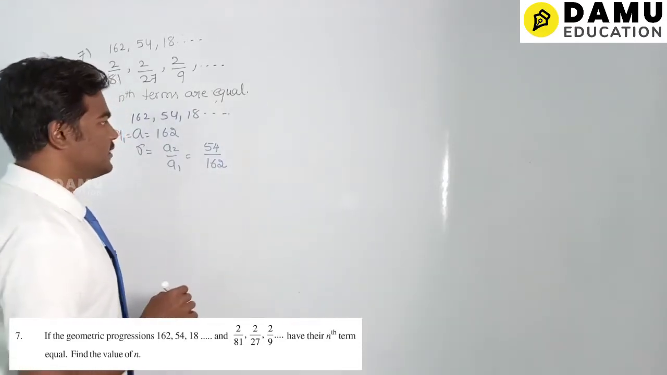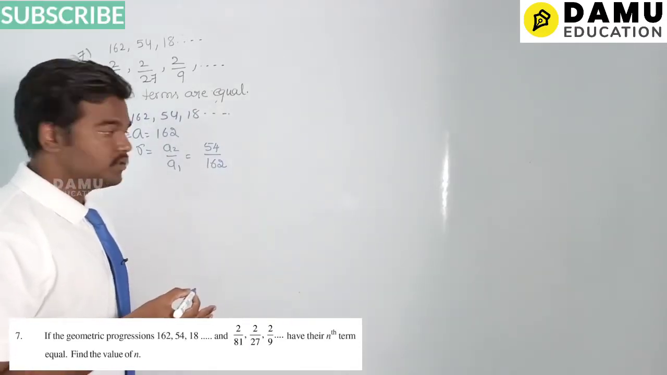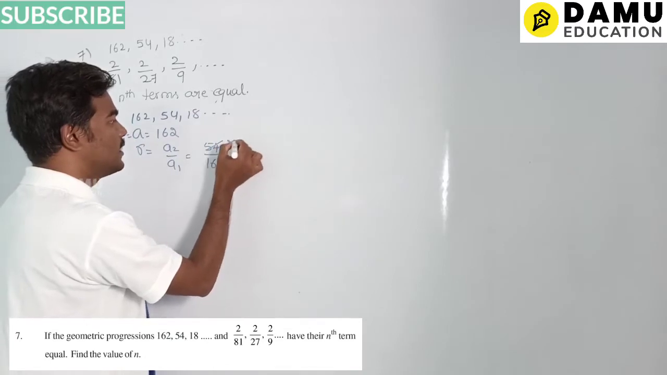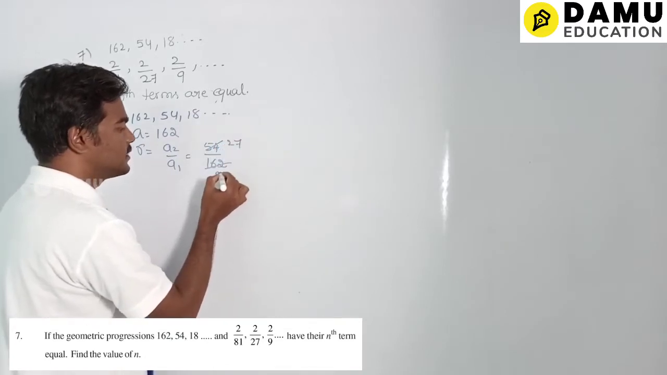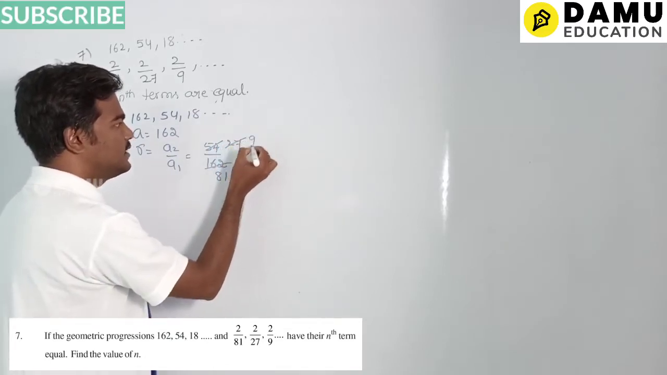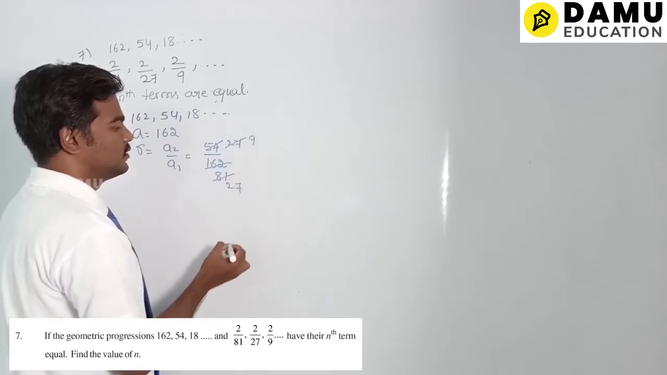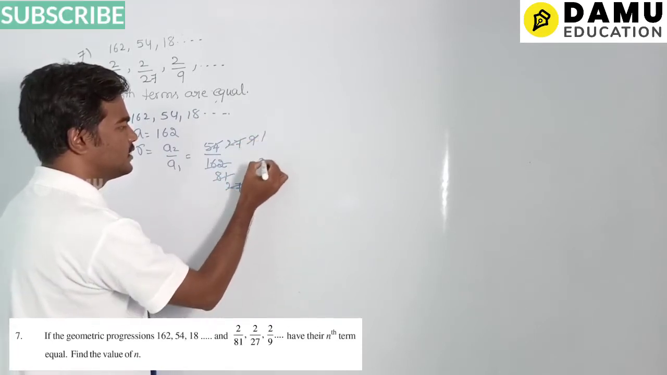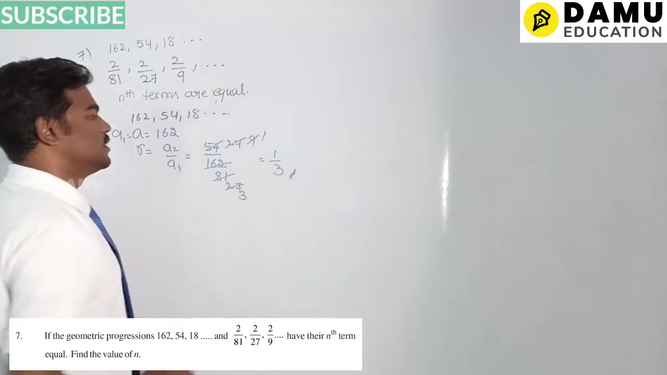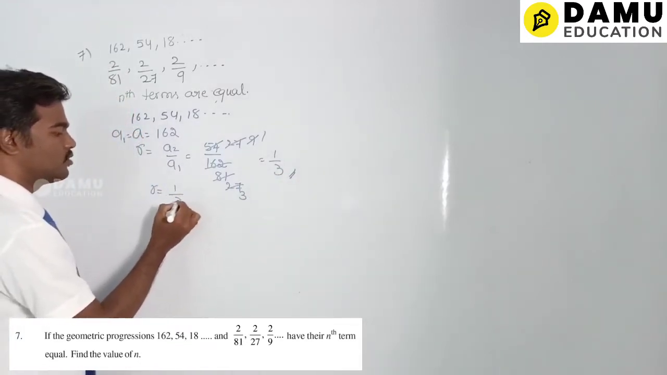We can divide these: 2 2s are 4, 2 8s are 16, 3 9s are 27, 9 3s are 27, that is 1 by 3. So the common ratio R will be equal to 1 by 3.